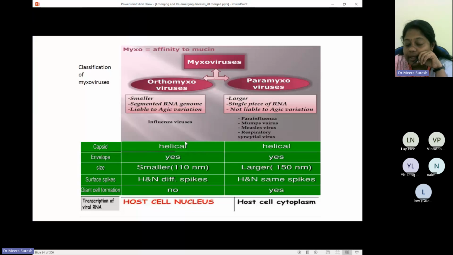And it is in this orthomyxovirus, which influenza virus belongs to, and it is in the paramyxovirus group. They have a lot of examples: parainfluenza, mumps, measles, etc. But it is in this group that Nipah virus is also included, and we are more interested in that. And myxo means it has great affinity to mucin, which means these viruses will mostly be affecting the systems in which there is a mucin layer. So the respiratory tract and GIT mostly are the systems in which these viruses will be affecting.